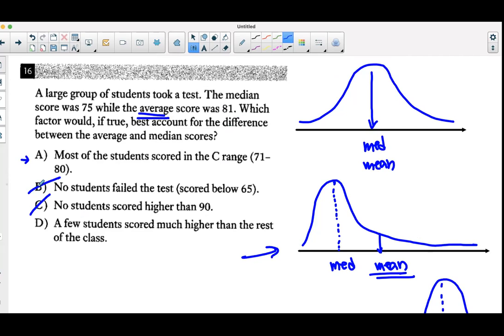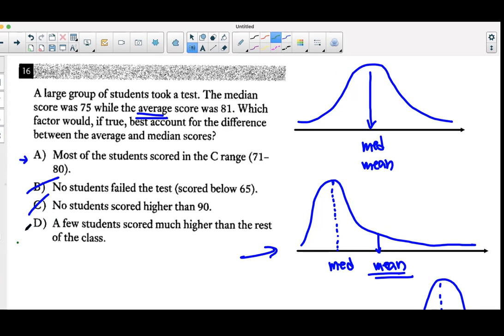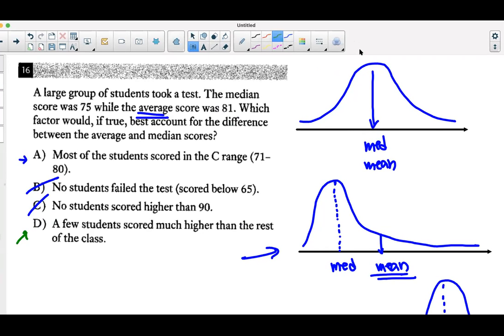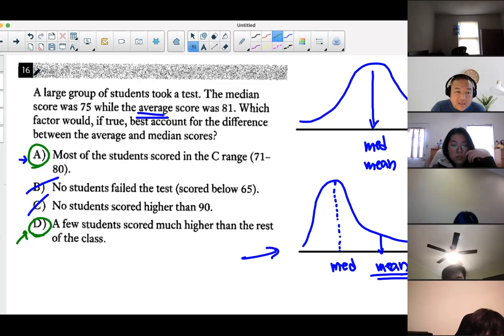A few students scored much higher than the rest of the class. So in fact, D is also true in this case. Okay, but between A and D, I don't really like the question in this case. I don't really like the question because both of them could have been the answer somehow, accounting for a lot of students. But they're talking about two different components.